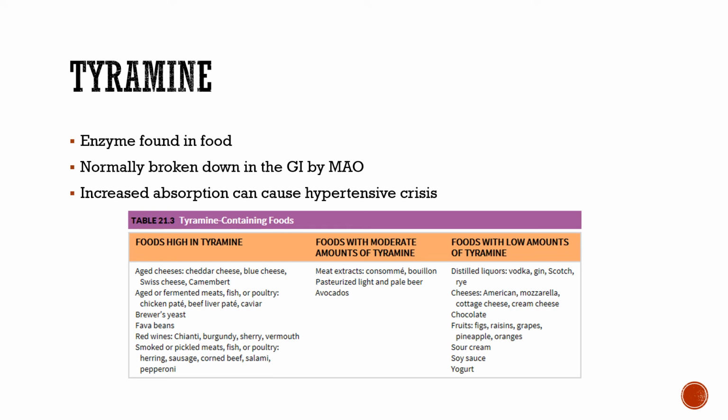So let's look at those foods that people need to avoid, and you can see why compliance is an issue. Foods high in tyramine: aged cheeses like cheddar cheese, blue cheese. I'm already out. I'm gone. I'm walking. I can't. No. Fermented meats, I can live without the chicken pate and beef liver. Caviar, I've just never cared about. Fermented fish, come on, man. But if you're into it, by all means, please. Brewer's yeast, which is used in a lot of yummy stuff. Fava beans. Red wines like Chianti.